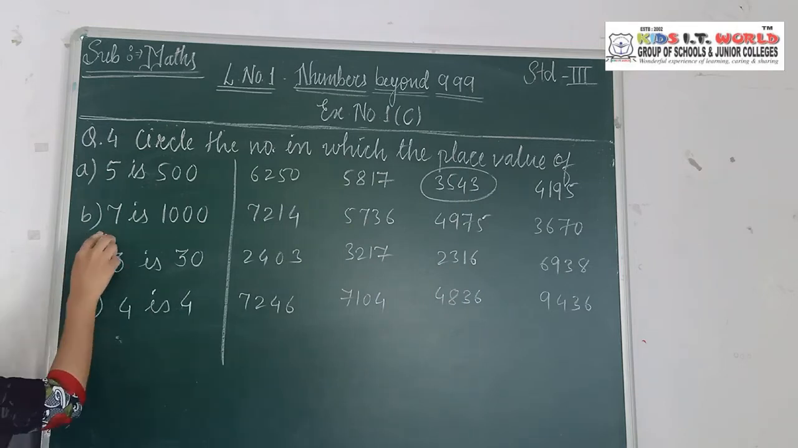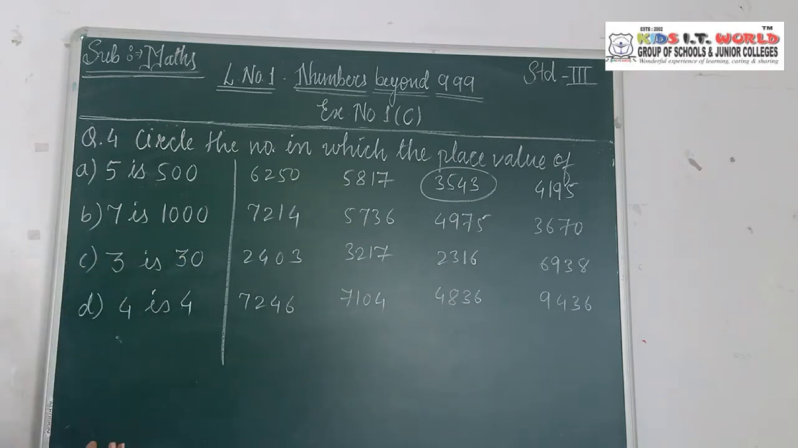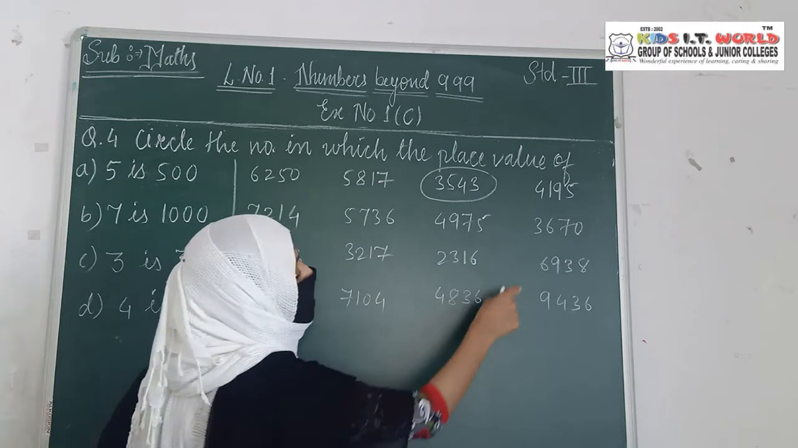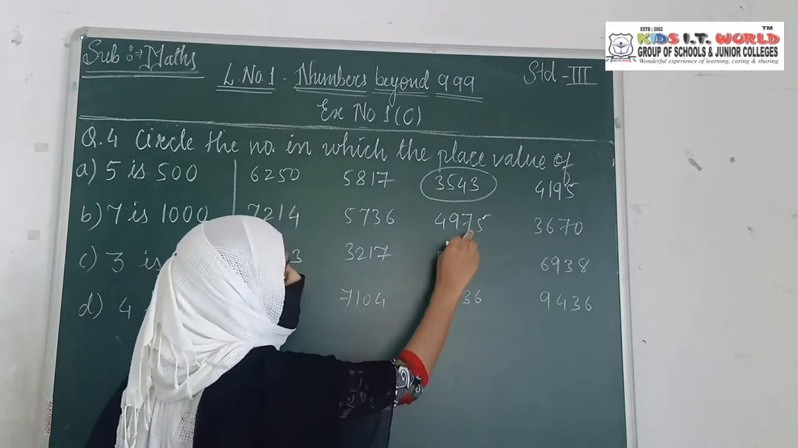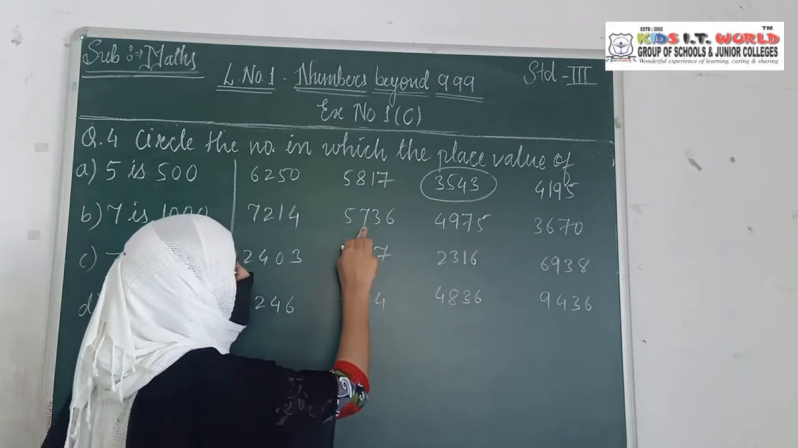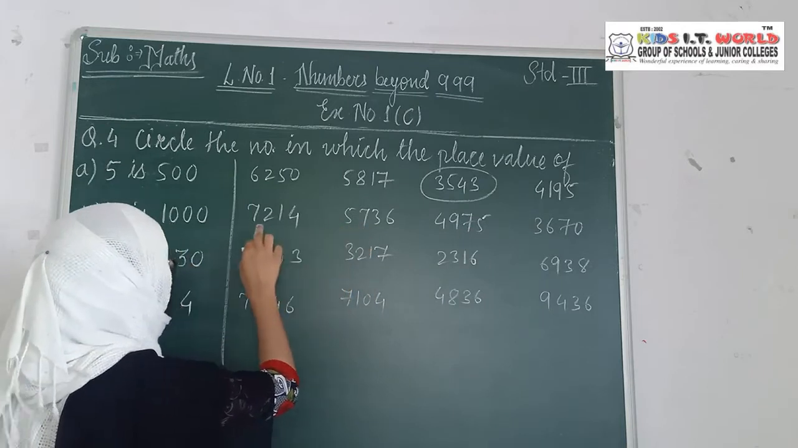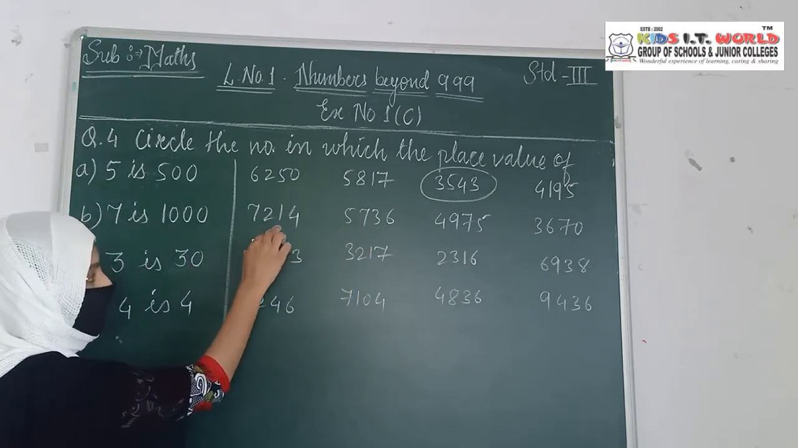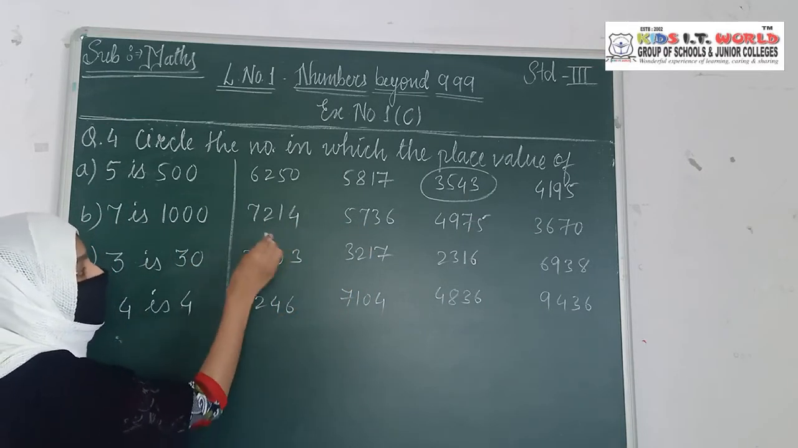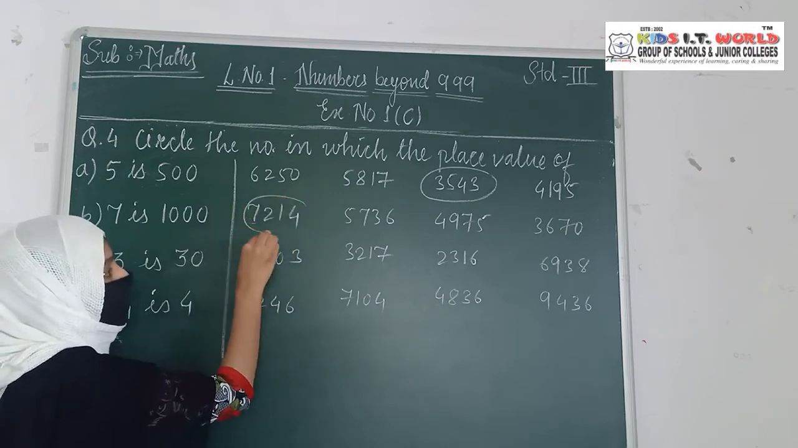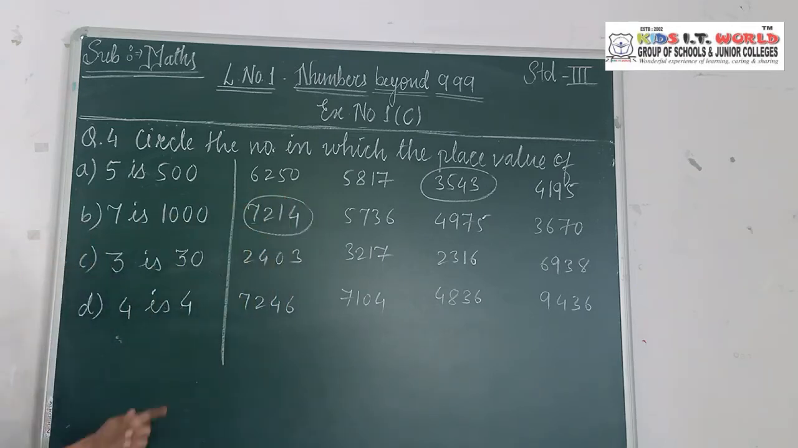The next is 7 is thousand. So where the 7 is on the thousands place? You can see here it is on the tens, here it is on the tens, here it is on the hundreds, and here ones, tens, hundreds, and thousands. Here 7 lies on the thousands place. So you have to circle it.